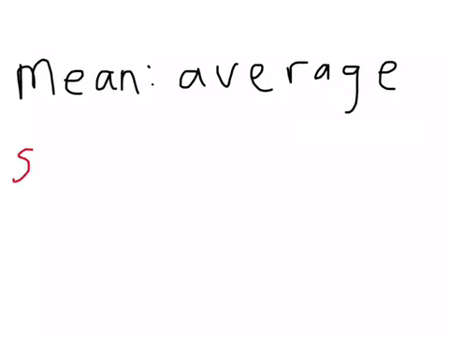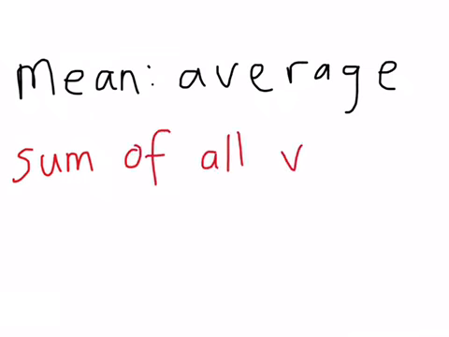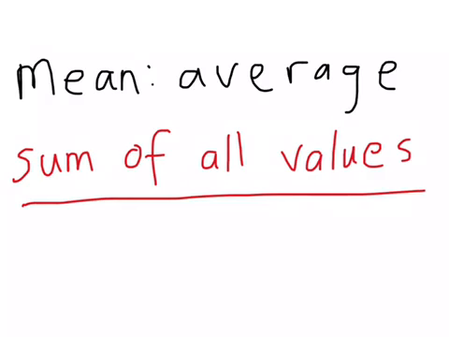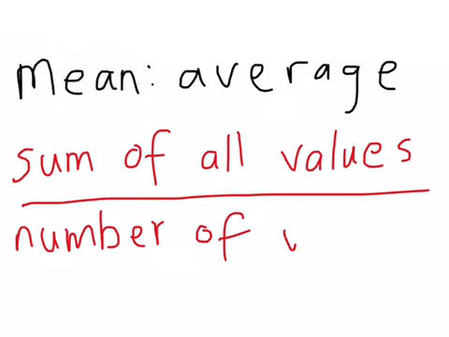So we have the sum of all values. Sum means to add. So we add all the values that we are given, divided by the number of values, so the total number of values in that set. Let's have a look at an example.